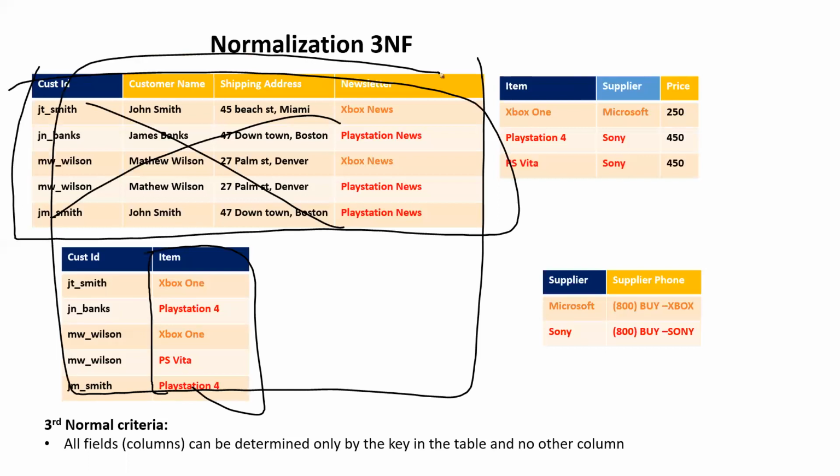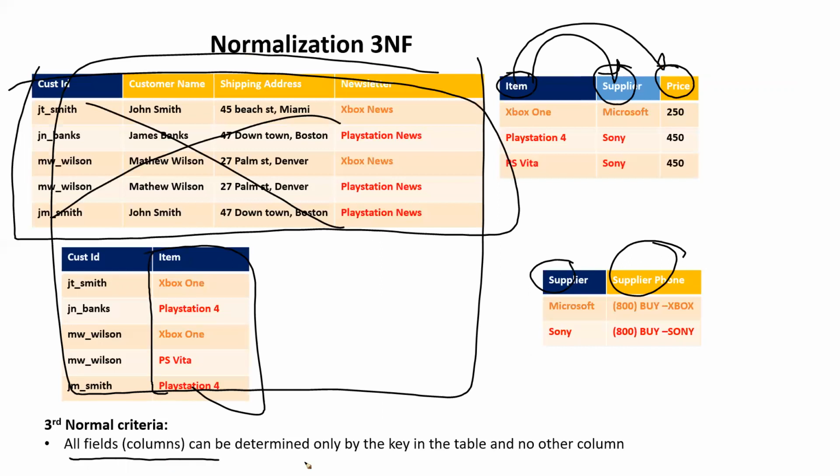Now in this table, what I did is I have the item, I have a supplier, I have a price, and I have a supplier phone number. Now from the item, I will be able to identify the supplier. From the item, I will be able to identify the price. Perfect. All the field columns are determined by the key of the table only. And from supplier, I can get the supplier phone number. Perfect. That is also fine.